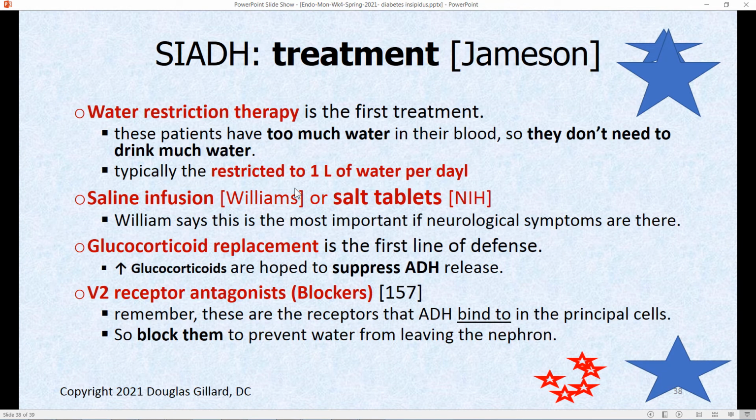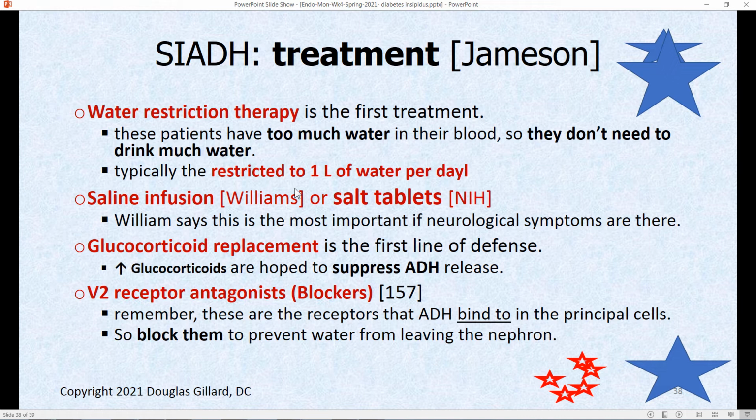How do you treat this? Well, if you have too much water in your blood, there's no reason for you to drink water, so you get put on a water restriction where you drink maybe a liter of water a day and that's it. And then if the blood has too much water in it, well, add some salt to it to balance things out. So you have to take salt tablets or get a salt IV, saline IV to kind of normalize your blood.